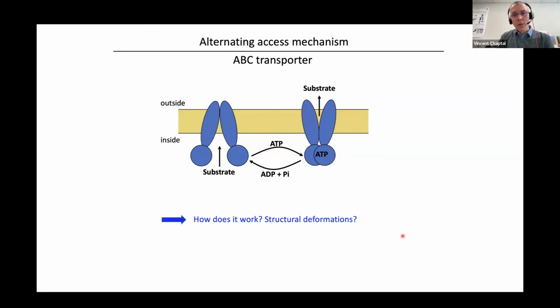BmrA belongs to the ABC transporter family, specifically the type 4 family, which looks like this, and they all share an alternating access mechanism. The topology has a transmembrane domain and a nucleotide binding domain. BmrA is a homodimer, so the two halves are identical. It binds the substrate here in the substrate binding site, and then binding of ATP on the nucleotide binding domains triggers a closure of them and a reorientation of the conformation toward the outside, where substrate can be expelled. Then ATP hydrolysis resets the transporter in inward-facing conformation. So inward-facing, outward-facing.